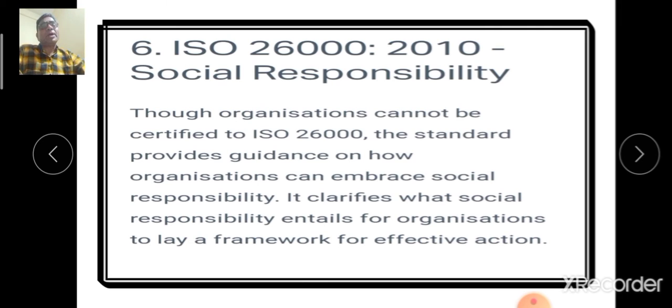The sixth series of ISO is ISO 26000:2010, which is related to social responsibility. Now, the organization cannot be certified by this ISO series. The standard provides guidance on how organizations can embrace social responsibility. It clarifies what social responsibility entails for organizations to lay a framework for effective action.